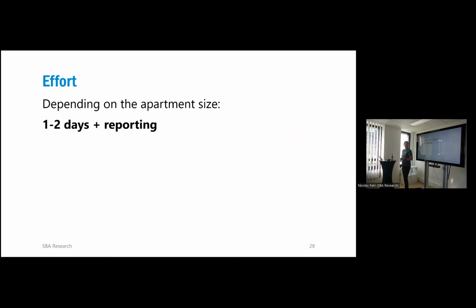So the thing is now, how long does it take? Because actually, we also don't want to pay a huge amount of money for that. I'm just guessing, depending on your apartment size or house size, it takes 1 to 2 days to test all of this, and then you do some reporting. So this is actually quite quick. You find a lot of vulnerabilities in a short time, and you have a result that you can work with. You can replace the door and so on.